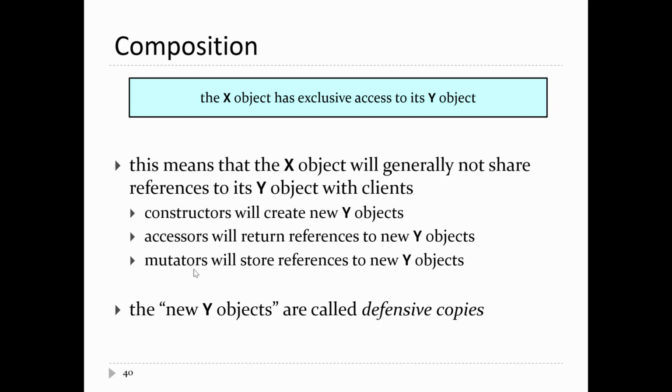And finally, if there's a method that lets you set the y object of an x object, you can't simply write this.y = y. You have to make a copy of the incoming y object and then set your internal reference to equal the copy. So you have to create new y objects here, here, and here. These new y objects are called defensive copies. They're copies because you have to make new objects. They're defensive because you want to make sure that the x object has exclusive access to its y object. You're not willing to share a reference to your internal y object with anyone else.